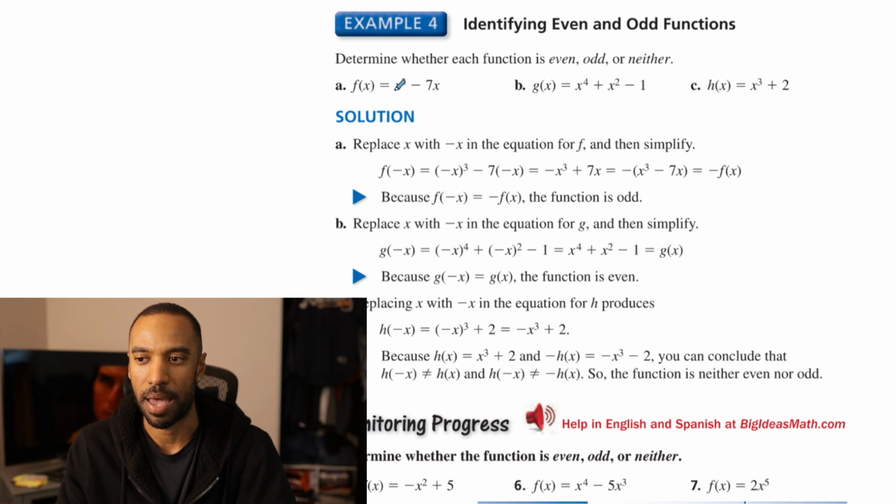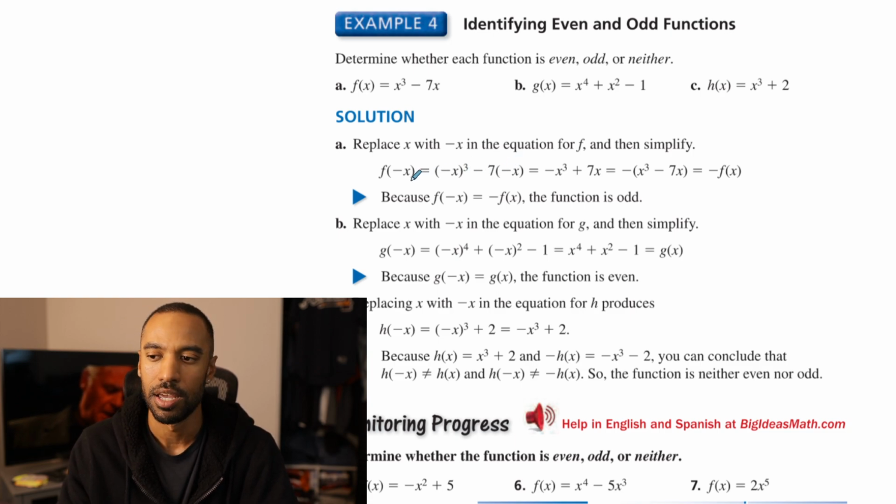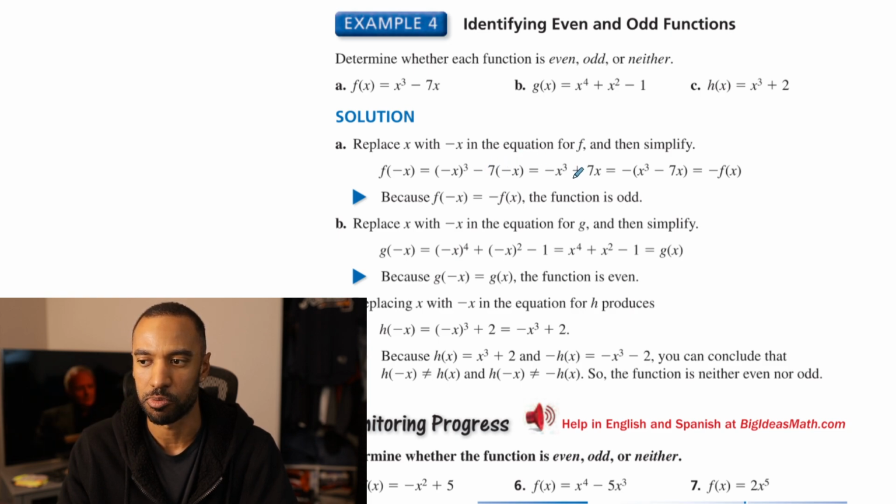Anyway, I'm going to tell you straight off the bat, I know this one's odd, I know this one's even, I know this one's neither. So let's see if we can figure this out. You plug in negative x into here: negative x cubed minus 7 times negative x. What happens when you raise negative numbers to odd powers is they change their sign. So this does become negative x cubed, and subtracting negative 7x becomes plus 7x.